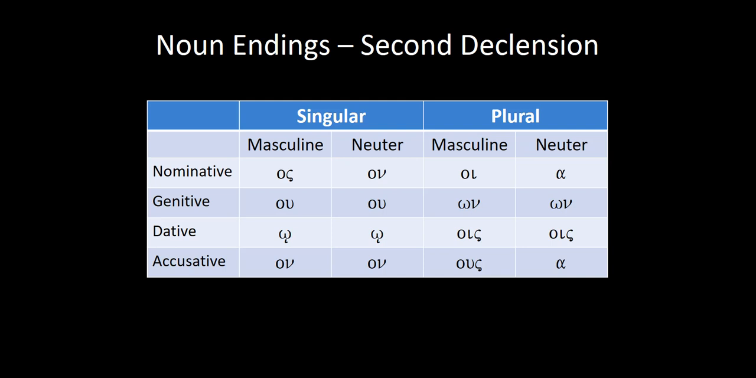Nouns. Second declension. Let's learn some new endings. These are noun endings for the second declension. We're going to start in the masculine column. Os, u, o, on. Oi, own, ois, us.